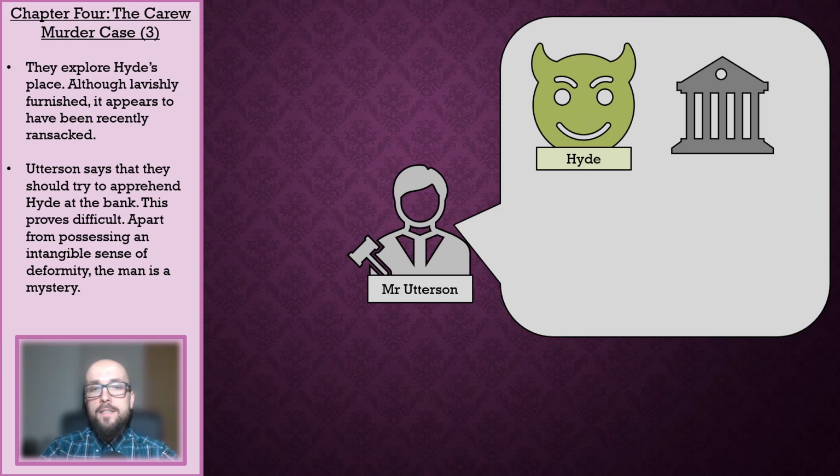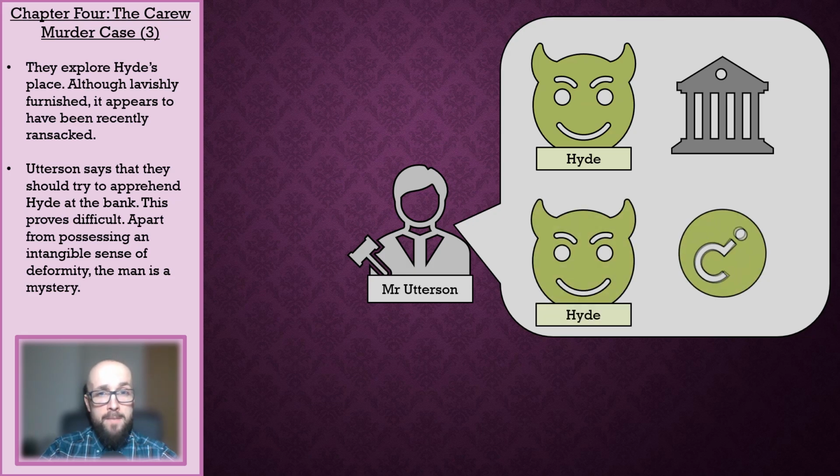However, this proves to be really difficult. Very few people seem to know who Hyde actually is, and so despite an intangible sense of deformity that people seem to remember him by, he is in fact a mystery. And that is where the Carew murder case ends. I wonder, what happens in chapter 5, Incident of the Letter?